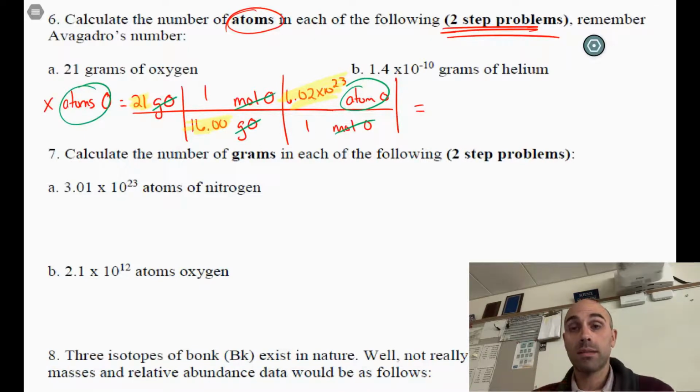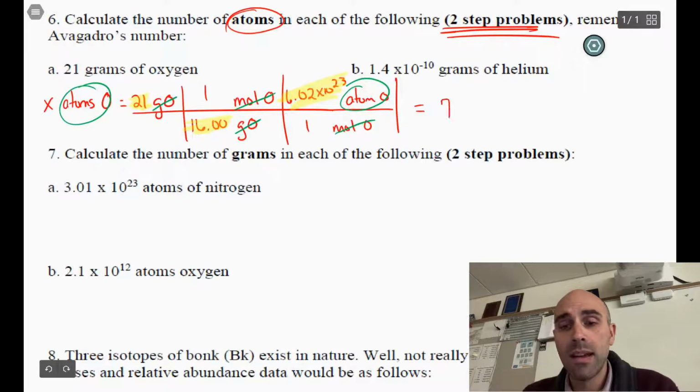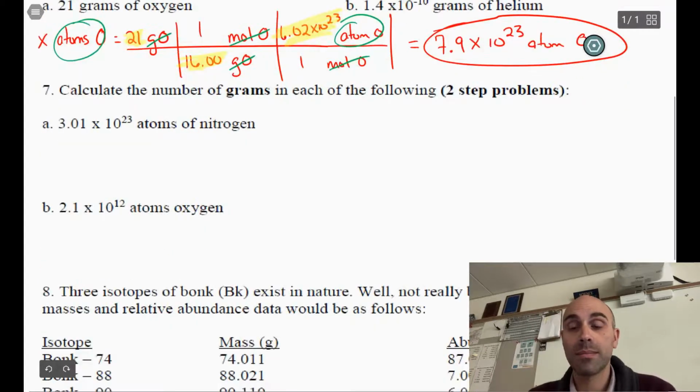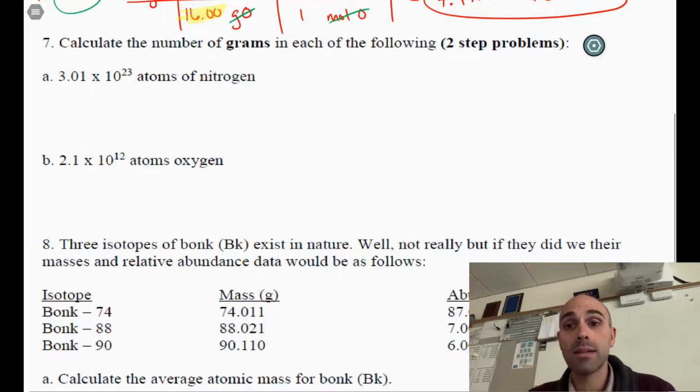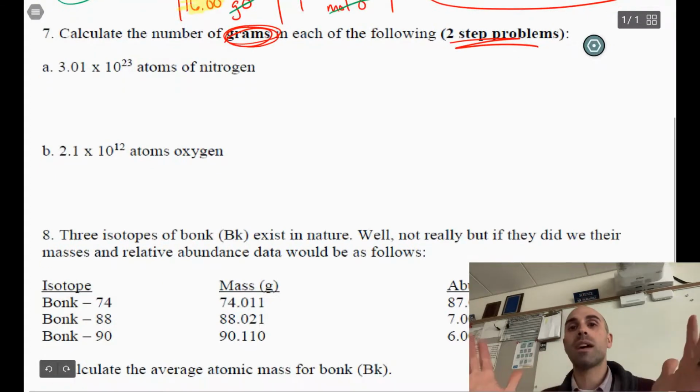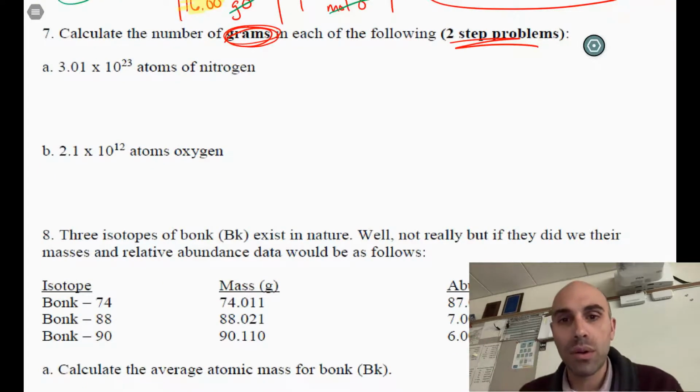Doing this, we're going to punch this into our calculator. And we get an answer of, remembering that we started off with 2 sig figs, 7.9 times 10 to the 23rd atoms of oxygen. Wasn't so bad, right? All right, let's do one more example, and then I will cut you guys loose. You can finish this up on your own.